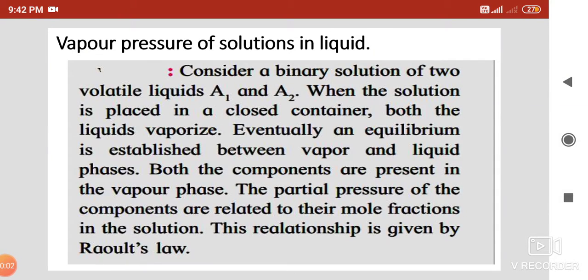Hello students, today we are going to study about vapor pressure of solutions in liquid. Consider a binary solution of two volatile liquids A1 and A2. When we say volatile liquids, it means liquids which have a low boiling point.